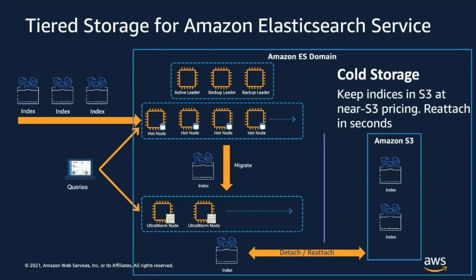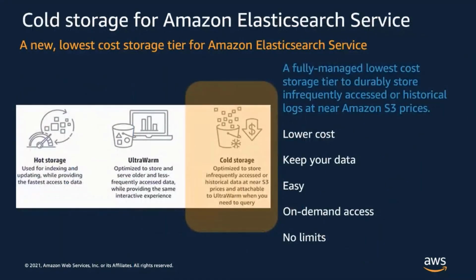And recently in 2021, we launched a fully managed lowest cost storage tier to durably store infrequently accessed or historical logs at near Amazon S3 prices. And that is what we have as cold storage. So essentially, cold storage is a new lowest cost storage tier for Amazon Elasticsearch Service. And with that, what you get is a lower cost. Basically, you no longer have to pay for the compute for data that you only need to analyze infrequently. This innovation was achieved by decoupling compute and storage.